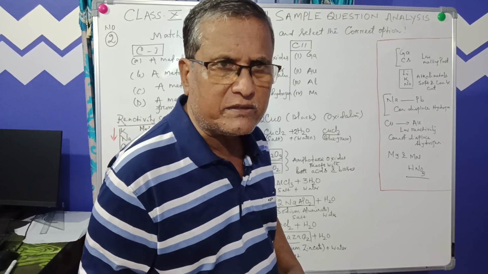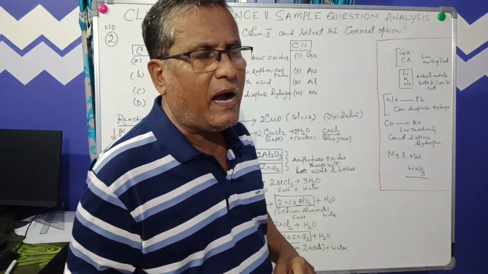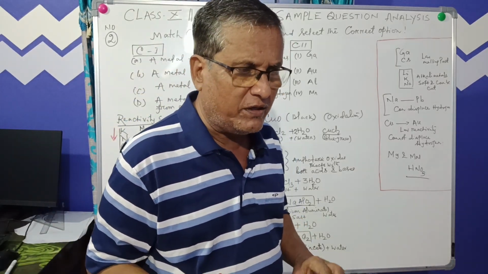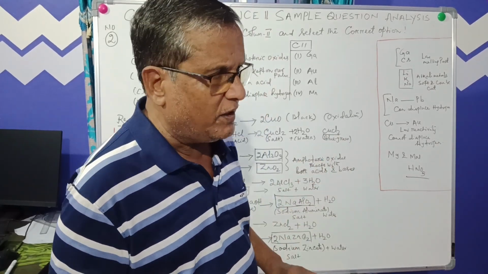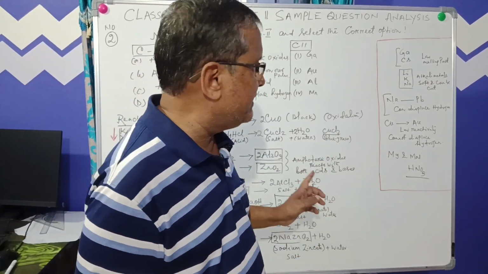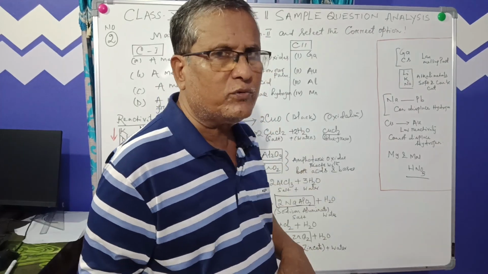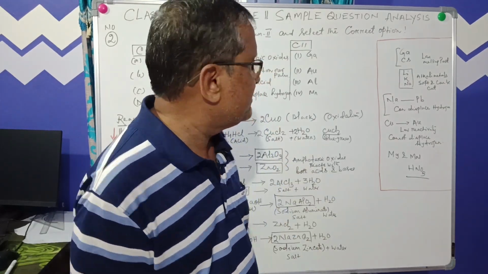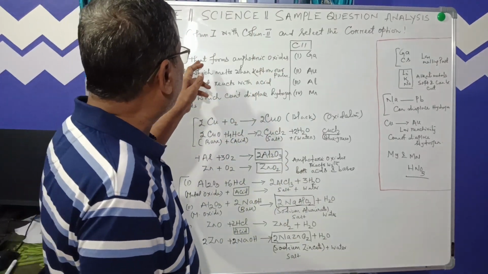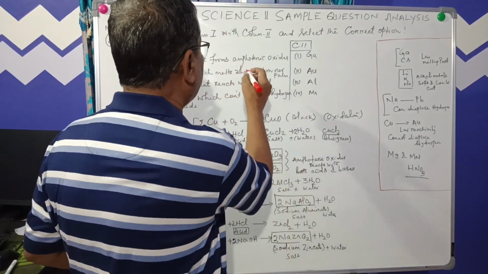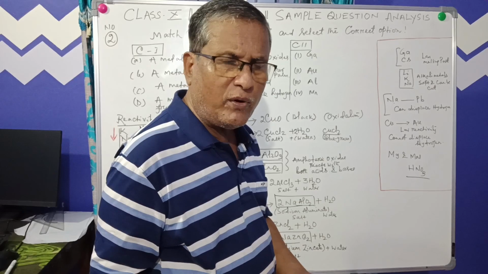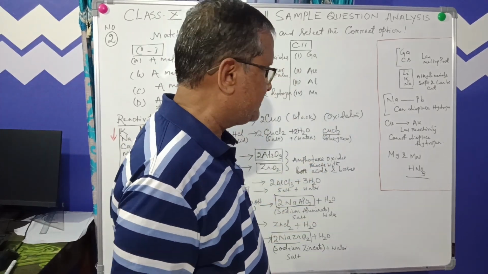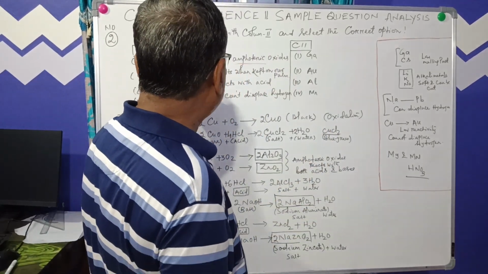We have to match. But actually our purpose is to discuss each stem from a different point of view, so that your concept regarding metals and non-metals and their reactions will be clear. The first is a metal that forms amphoteric oxides. This is a very important term. Ampho means both, like amphibian. Amphoteric oxides. The first is metal oxide.